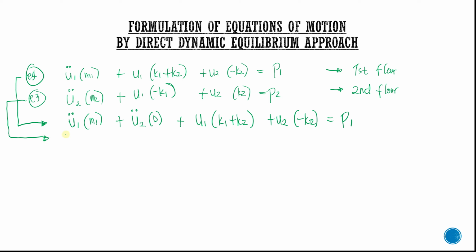Now our equation 3, we'd like also to include the response acceleration for the first floor. So we'll have U double dot 1 times 0, then it's just 0, and then we are left with this one, right? So they will look similar. We have also the U double dot 2 there times our mass for the second floor plus U1 times negative K1 plus U2 times K2 is equal to P2.